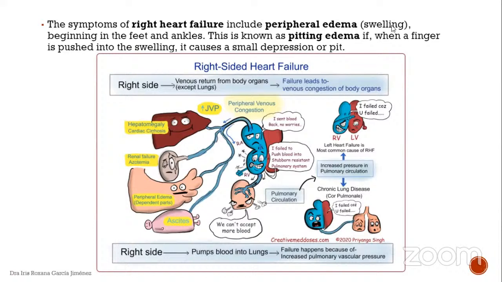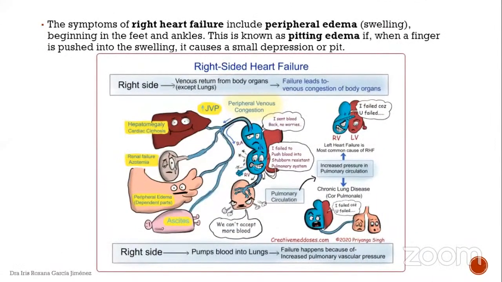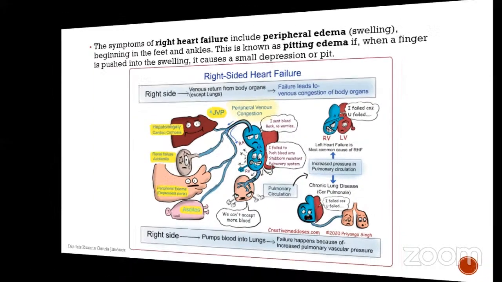The symptoms of right heart failure include peripheral edema, the swelling, beginning in the feet and ankles. This is known as feet edema. When a finger is pushed into the swelling, it causes a small depression or pit. You are going to see these situations later, okay?